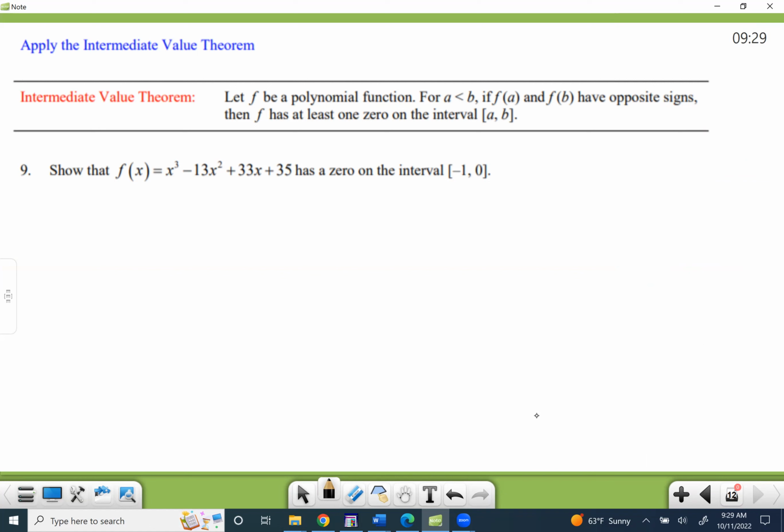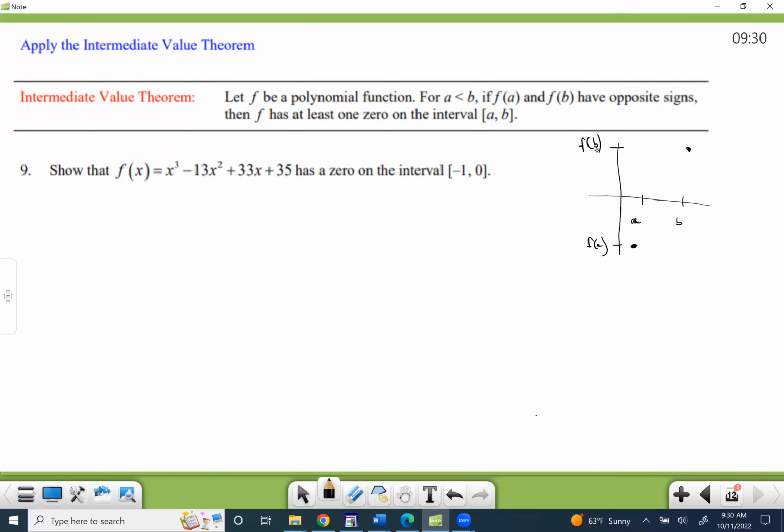Basically all it says is that, let's say you have some graph, and here's A and here's B on the x-axis. It says let A be less than B. Well, we've shown that we put A on the left of B, so it's smaller. If f of A and f of B have opposite signs, what that means is maybe one of them is negative and one of them is positive. It didn't have to be this way. It could have been vice versa. f of A could have been positive and f of B could have been negative.